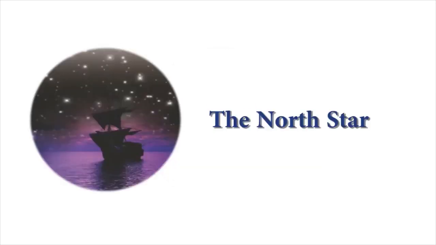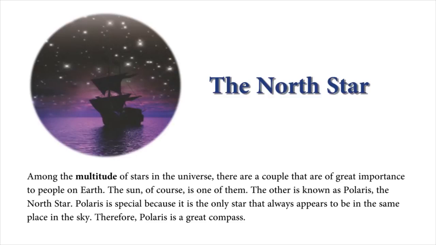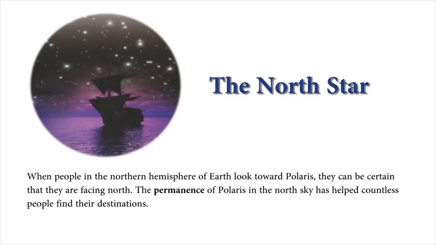The North Star. Among the multitude of stars in the universe, there are a couple that are of great importance to people on Earth. The Sun, of course, is one of them. The other is known as Polaris, the North Star. Polaris is special because it is the only star that always appears to be in the same place in the sky. Therefore, Polaris is a great compass. When people in the northern hemisphere of Earth look toward Polaris, they can be certain that they are facing north. The permanence of Polaris in the north sky has helped countless people find their destinations.